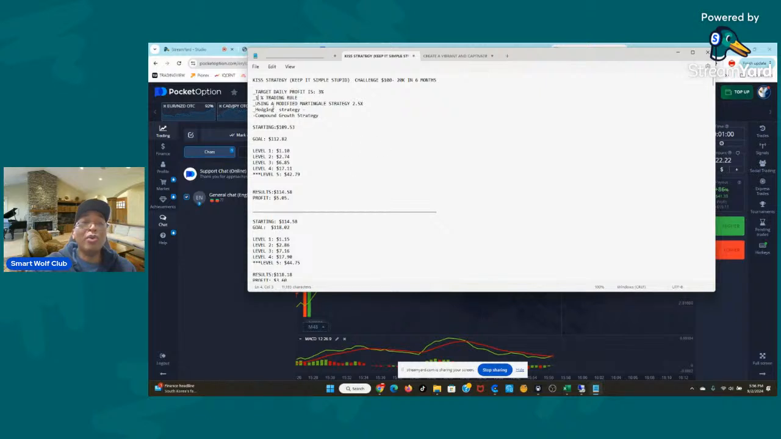And then we are using a modified Martingale strategy. Again, our risk factor is 2.5x. Some people go to 3, 4, 5. Okay, I would not suggest you go more than 5. And then we use a hedging strategy.